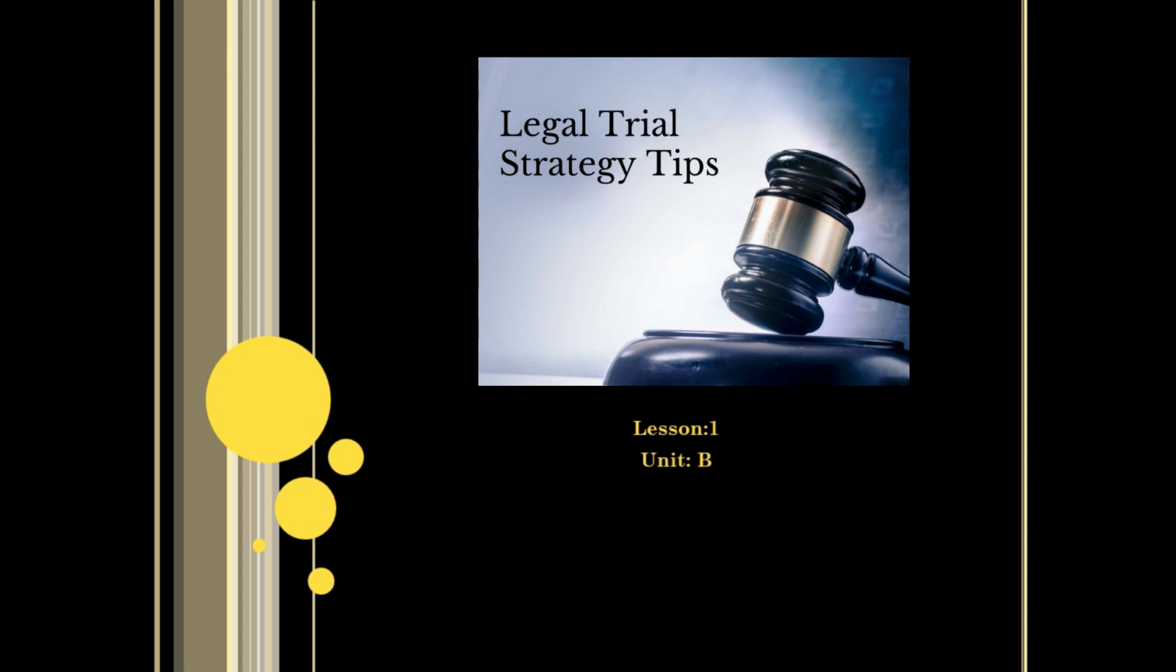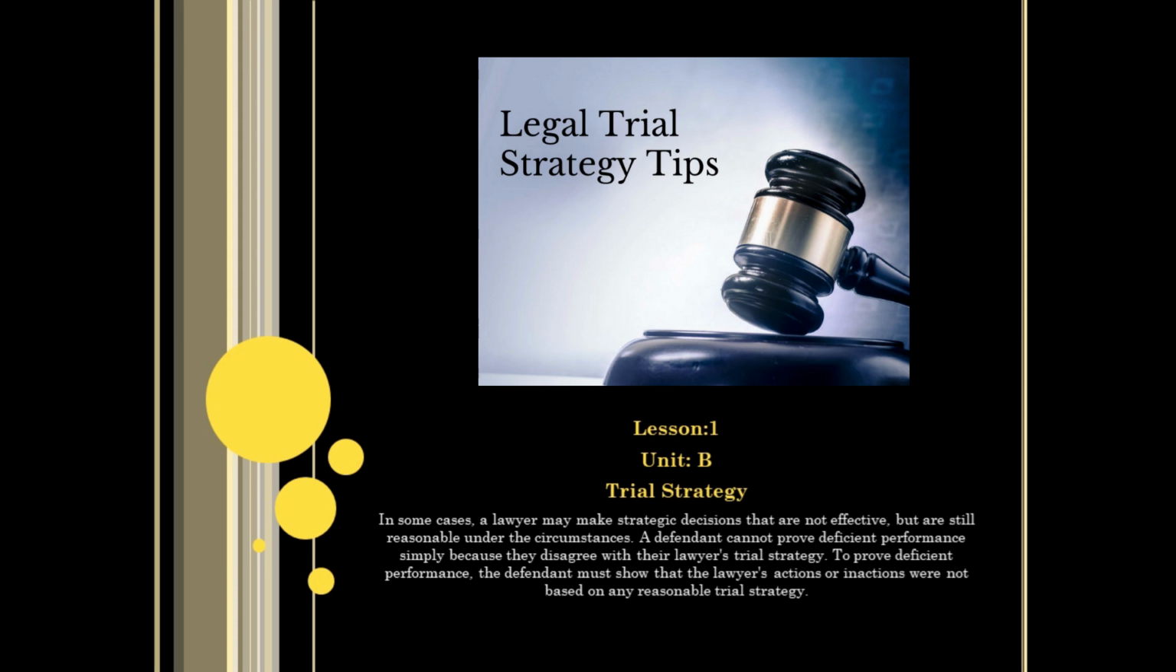Lesson 1. Unit B. Trial strategy. In some cases, a lawyer may make strategic decisions that are not effective, but are still reasonable under the circumstances. A defendant cannot prove deficient performance simply because they disagree with their lawyer's trial strategy. To prove deficient performance, the defendant must show that the lawyer's actions or inactions were not based on any reasonable trial strategy.